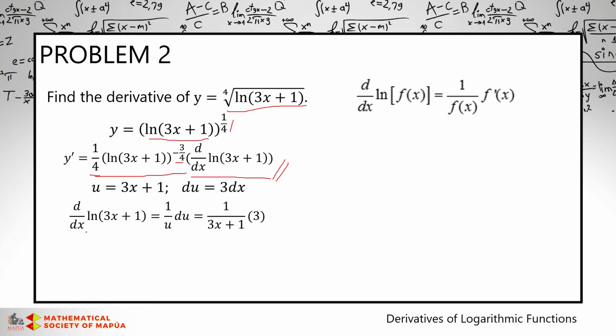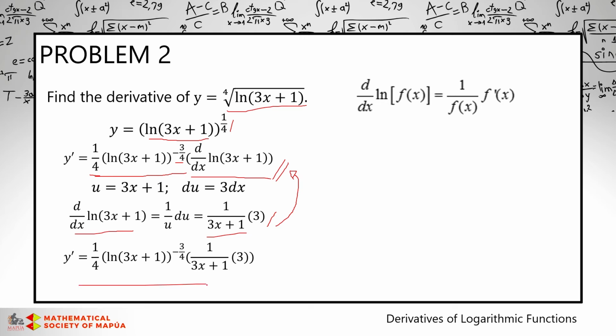Therefore, the derivative of ln of 3x plus 1 would be equal to 1 over u du, or 1 over 3x plus 1, where u equals 3x plus 1, and du is equal to 3. Simplifying it, when we substitute it here, we have 1/4 ln of 3x plus 1 raised to negative 3 over 4 times 1 over 3x plus 1 times 3. So when we simplify it, here it is.